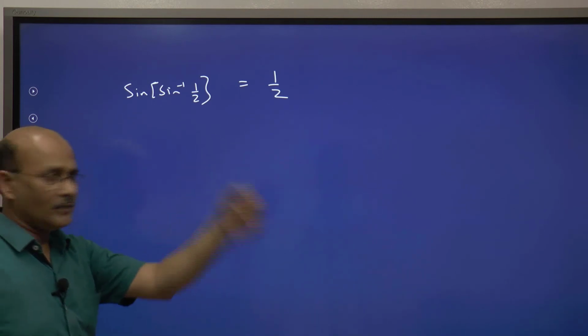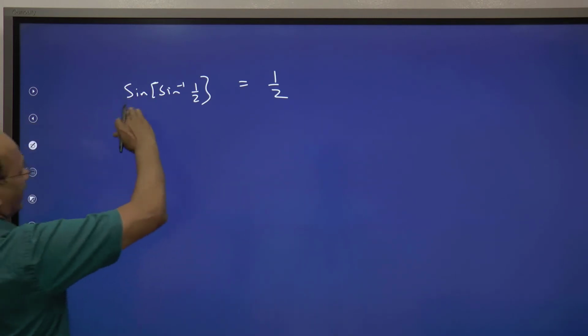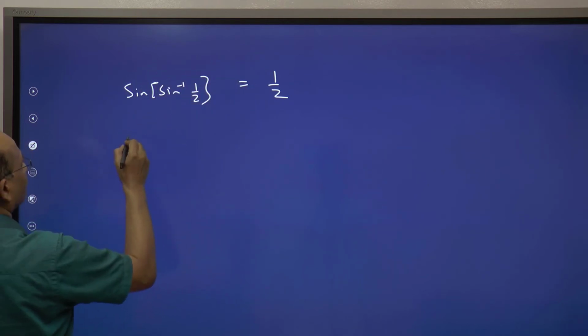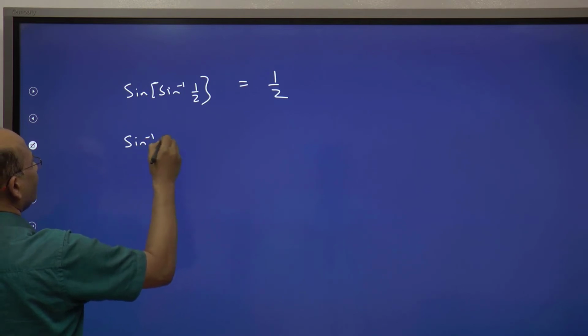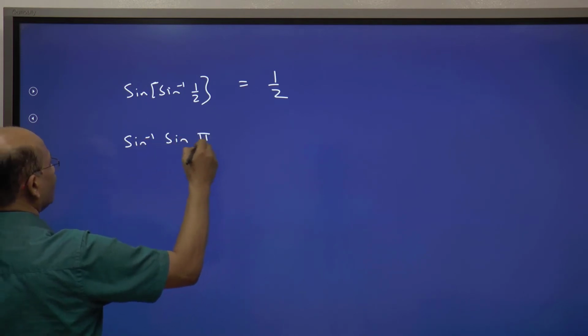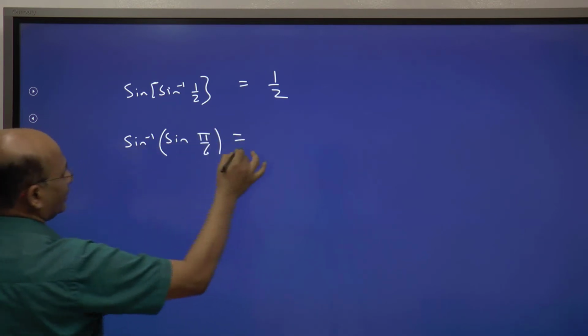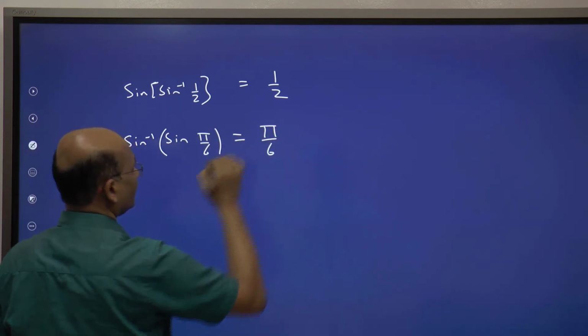Just a small bit of this now. Sine of sine inverse x is nothing but x, everybody knows it. So I'll just do it in reverse now. Suppose I say sine inverse of sine pi by 6. Sine inverse of sine pi by 6 is nothing but pi by 6. Now this is completely true.